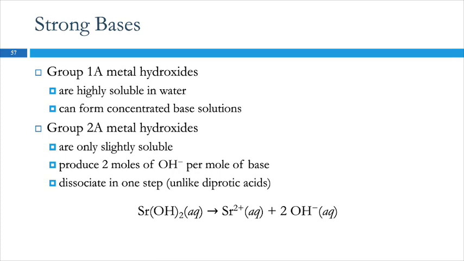And bases are different than acids. A diprotic acid like sulfuric acid, the first proton is a strong acid. It dissociates completely, ionizes completely. The second one is weak. So the first one comes off, and then the second one comes off. Those are molecular compounds that are ionizing. These are ionic compounds that are simply dissociating. They're dissolving. So they do it all at once. And it's these group 2s that are only slightly soluble.